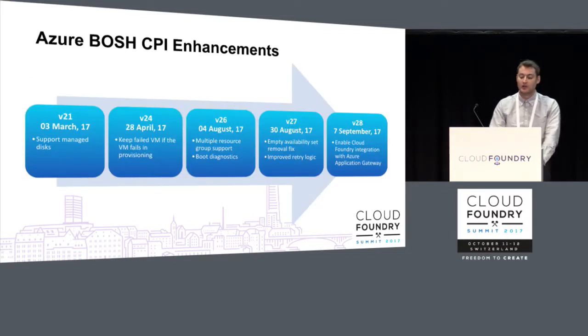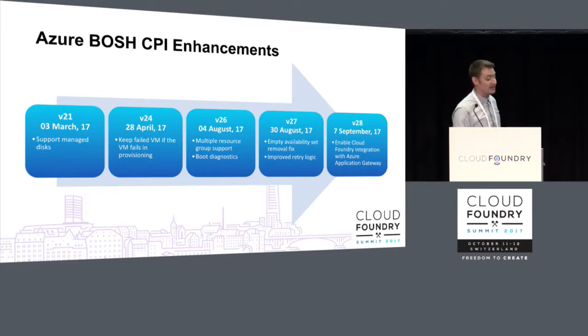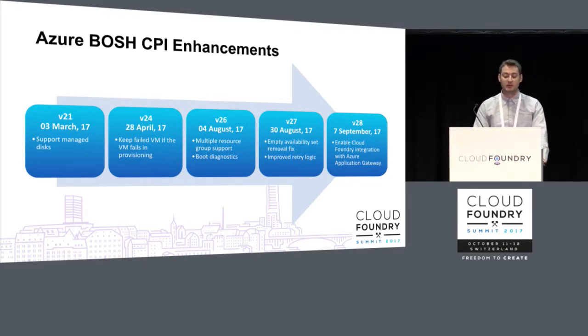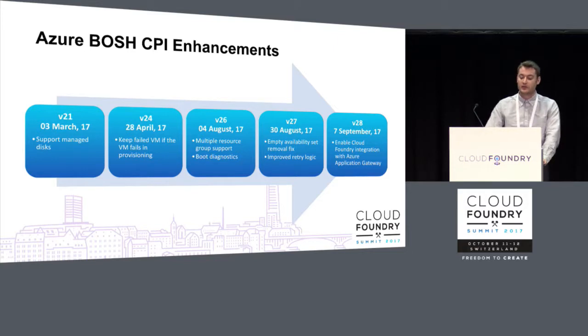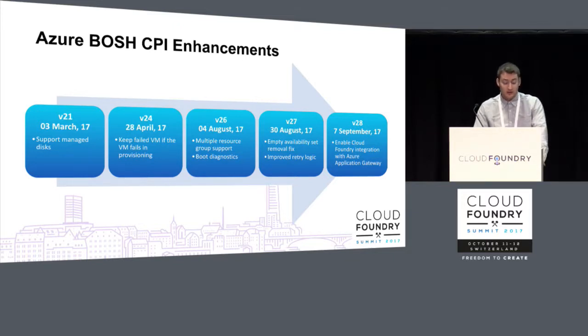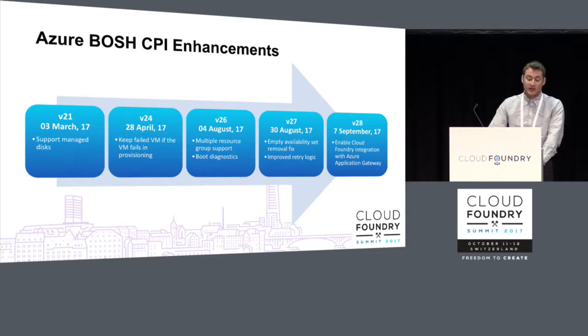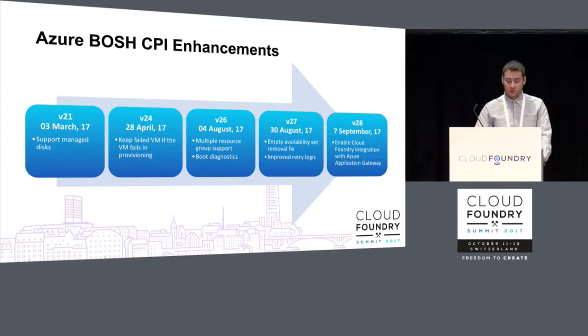And if I'm talking about Bosch CPI enhancements, it's a good idea to show how the Bosch CPI evolves over time. Please note that most of the major updates were delivered in a short period of time. Within half a year, new Azure functionality support landed in Bosch CPI, like the managed disk feature, multiple resource group support, the ability to create an application gateway, and other overall improvements towards the developer experience, like better diagnostics or retry logic. I think it was fantastic work, and a perfect end to my story. So thank you, and now Sean will talk about SAP Cloud Platform and the native Azure integrations.